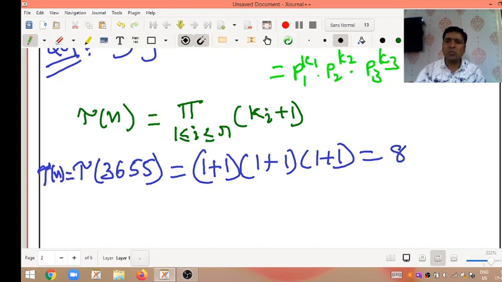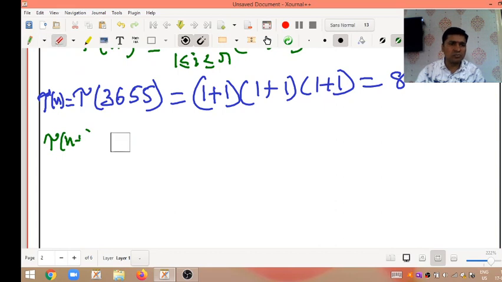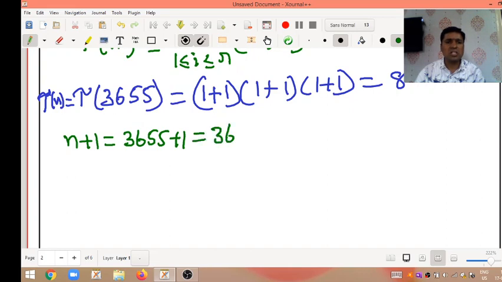Now, what do we want to find again? τ(n + 1). The τ(n + 1) value we want to find, my dear students. Here, what is n? Here n is equal to 3655, given. So n + 1 we want. So 3655 + 1 is equal to 3656 will come. So again, this 3656 we convert into a prime factorization.